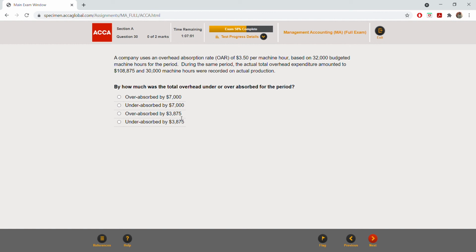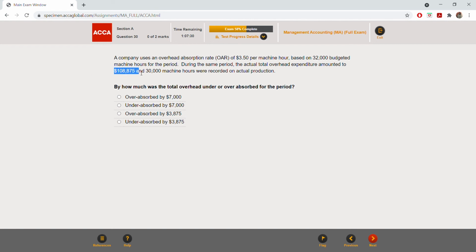What is it? 30,000 machine hours into how many hours? 3.5. That is the overhead absorption rate. Multiply it. It will be 105,000. That is the absorbed overhead. What is the actual overhead? Actual overhead is this. So compare it.